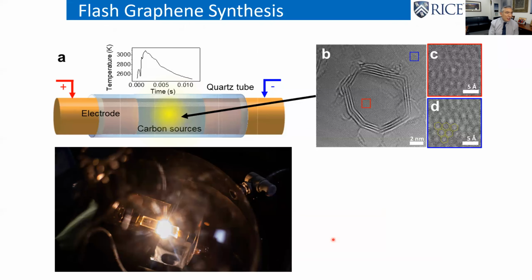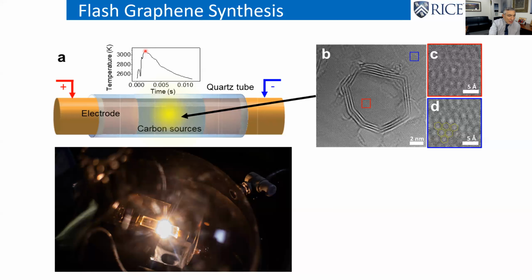So we discovered this in 2018, that you could put carbon across between two electrodes, any carbon source, read my lips, any carbon source, and you put a voltage across this, it will heat to over 3,000 Kelvin in less than 10 milliseconds.